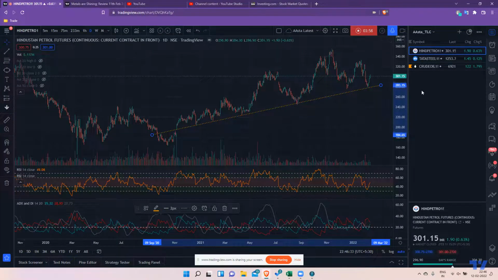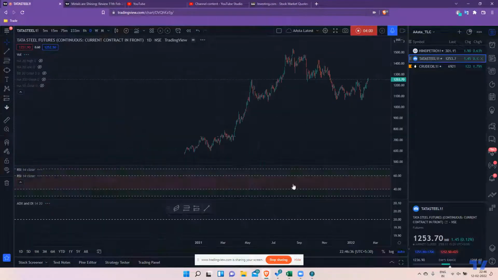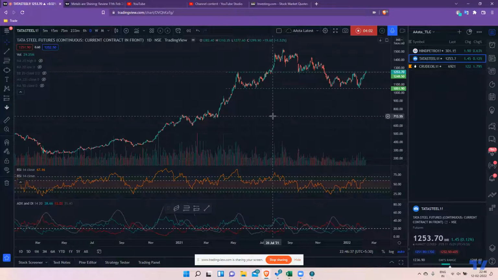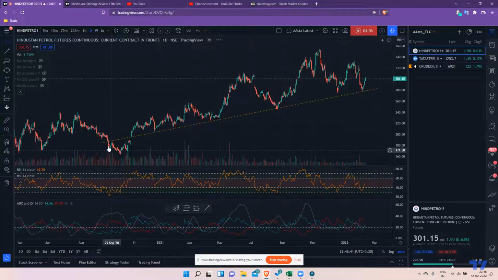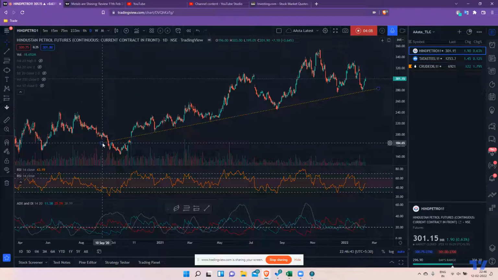Similarly, let me show you in Tata Steel. In Tata Steel, I'm taking a shorter duration, a smaller trend line. Here in Hindustan Petroleum, this is a really long trend line starting from 20th September 2020.